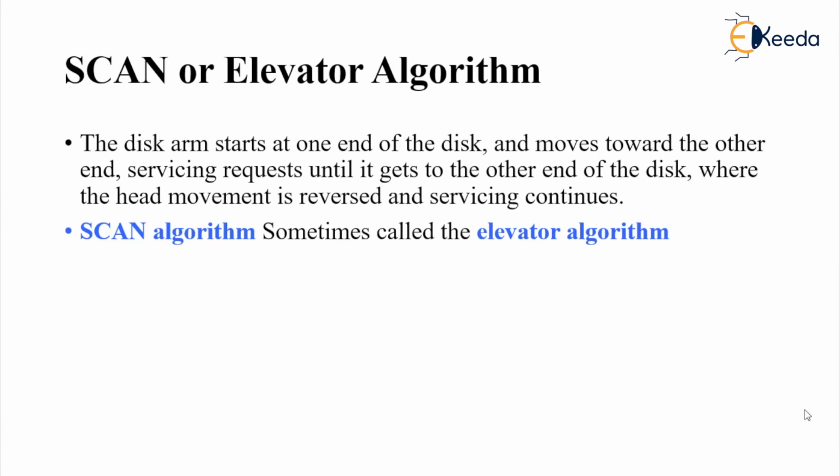So the scan or elevator algorithm is our next disk scheduling algorithm, and it says that the disk arm starts at one end of the disk and moves towards the other end, servicing the requests until it goes to the other end of the disk, where the head movement is reversed and servicing continues. Scan algorithm is also called the elevator algorithm. As you can see, the elevator goes up and then it goes down; the same way it goes in one direction servicing all the requests, and then it will come back.